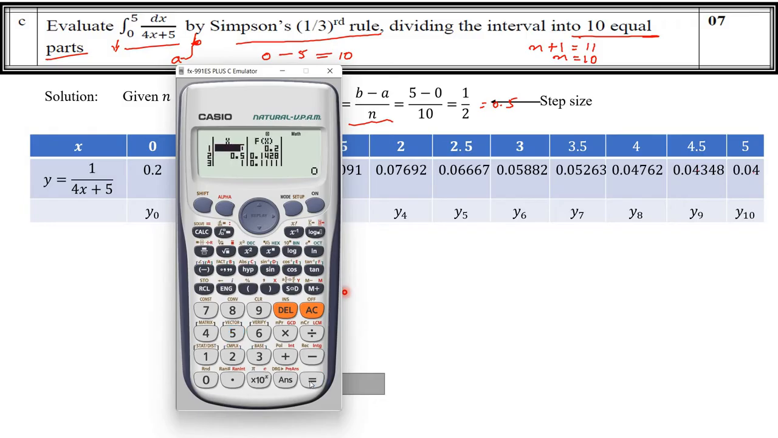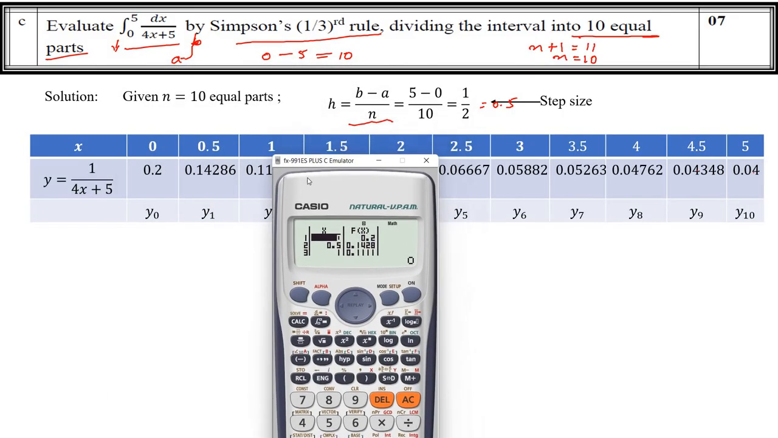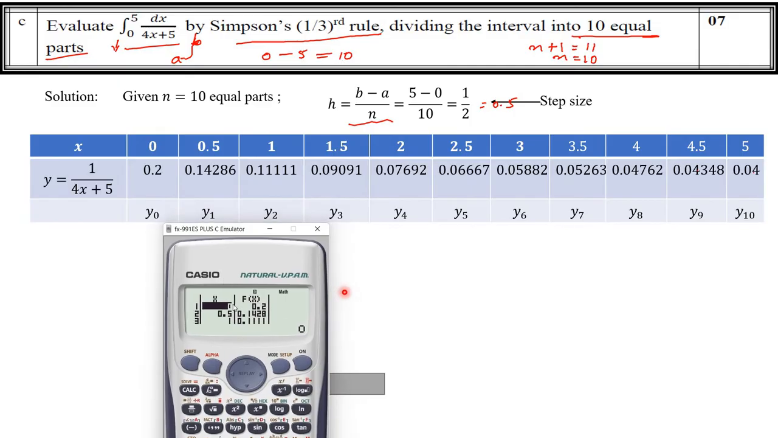If you press equal to, the values have now been given. I have incorporated these values. You can go through each value here. For 0 it is 0.2. For 0.5, it is 0.14286. If I go with fix for 5 decimal places, it will come up with 5 decimal places. Similarly for 1, 1.5, 2, 2.5, 3, 3.5, 4, 4.5, 5. So these are all the set of values. I think you all understood.